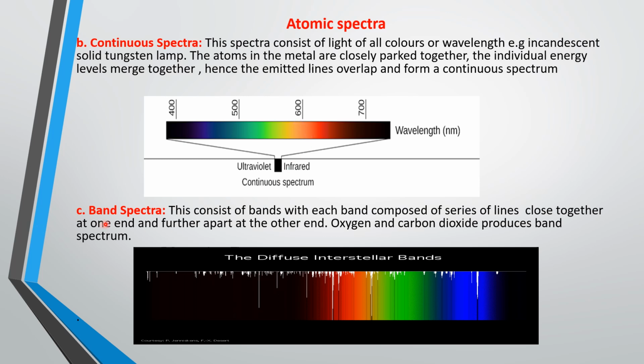Then we now have the band spectra. The band spectra consists of bands with each band composed of series of lines. So you can see this band, this is a band having series of lines and all like that. Like oxygen and carbon dioxide produces band spectrum. So these are band spectrum, okay? So these are examples of band spectra.